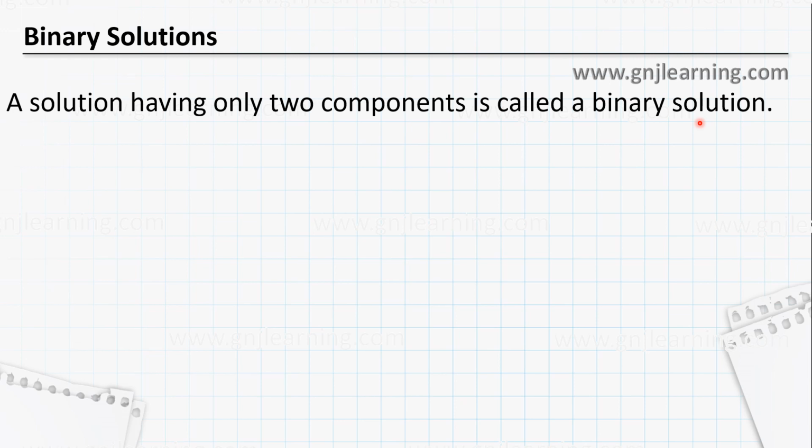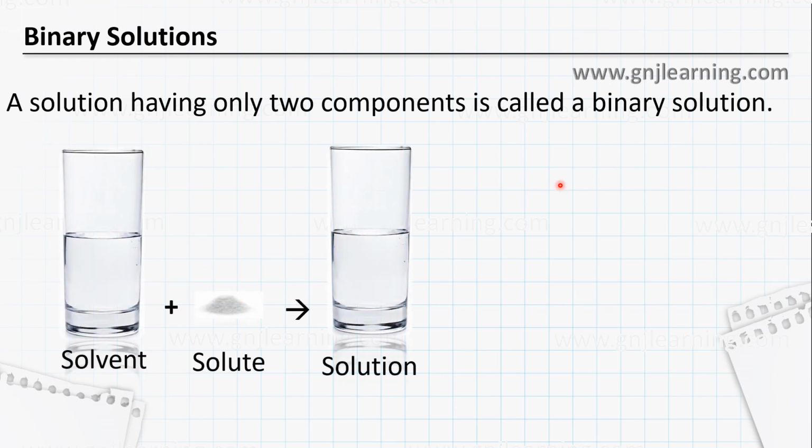Like in the previous example, we saw that we have only one solvent and only one solute. If we are mixing them together, we will get a solution. So that means we have only 2 components, one solvent and one solute. Such a solution is called a binary solution. What are those 2 components? Solvent and a solute.